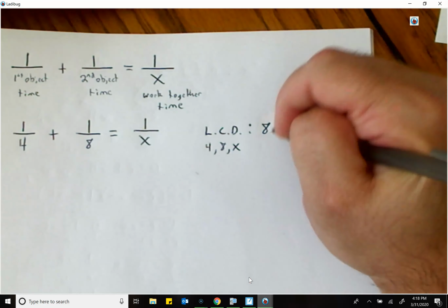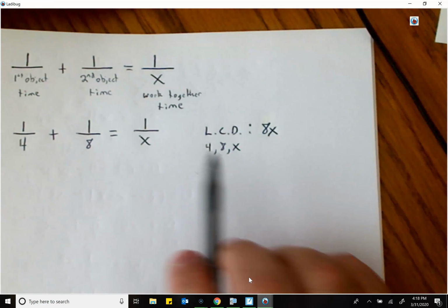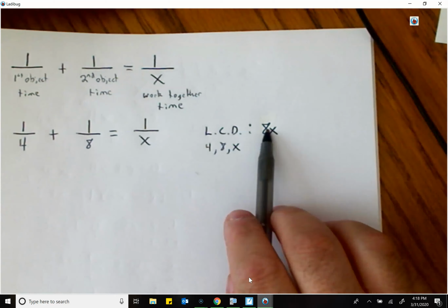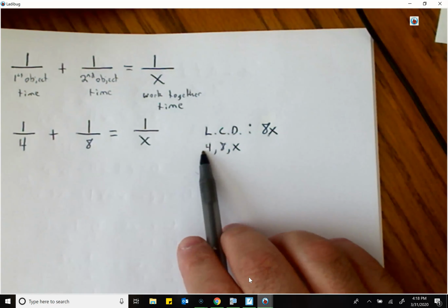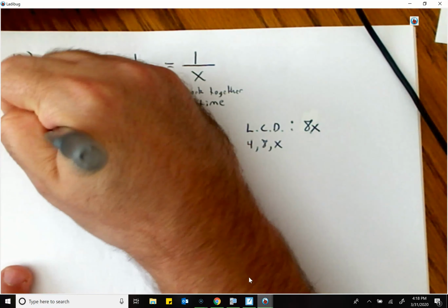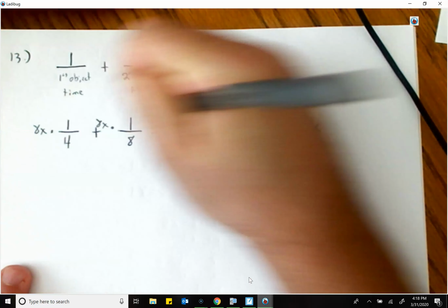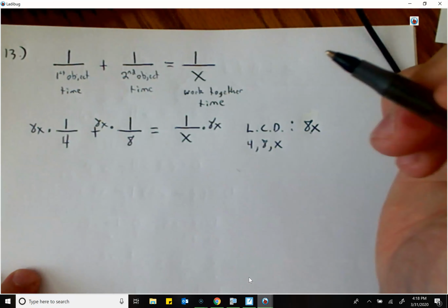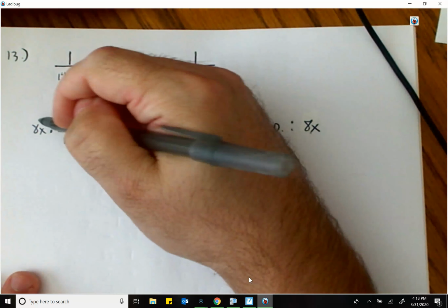So how can I fix this? Add an x to it. There's the LCD, because 8x covers everyone in here. The x covers the x, the 8 covers the 8, and the 8 covers the 4. So again, we play Oprah. Everyone gets an 8x. So, what's going to happen here?